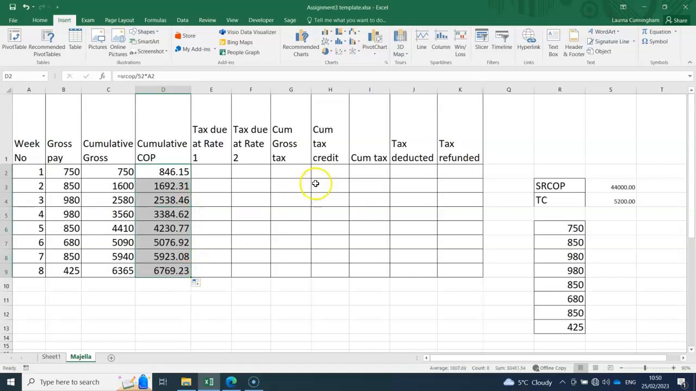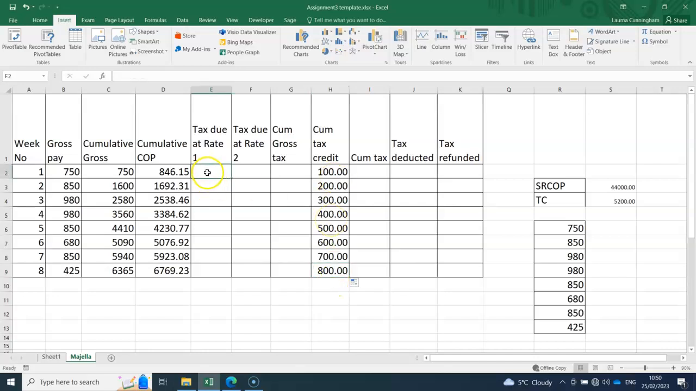Okay, and we'll do the same thing with the tax credit. So tax credit divided by 52 multiplied by whatever week we're in. Okay, just fill that down. Okay, so week 2, she gets 2 of them, 3 of them, 4 of them, and so on. And it's quite neat. It works out at €100 a week.